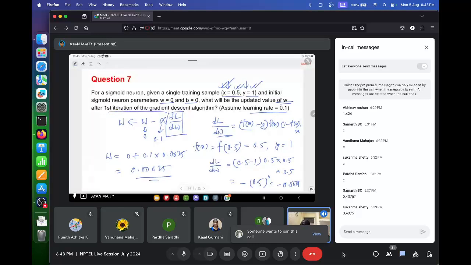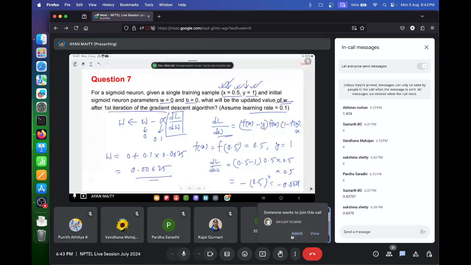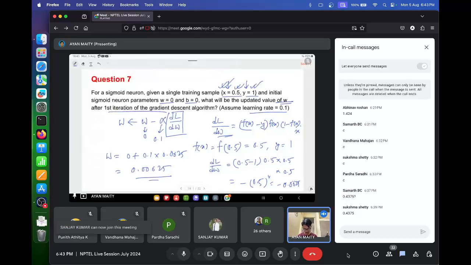I hope whatever calculations I have done are correct, because two of you have written 0.4375. I don't know how both of you got exactly the same answer. So this is what I can compute from this. Is there any doubt in this question?